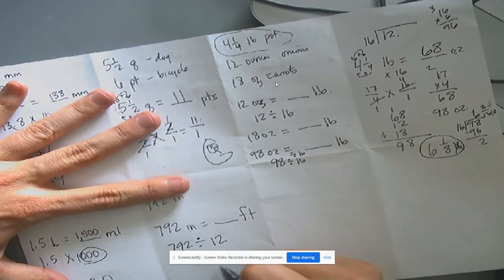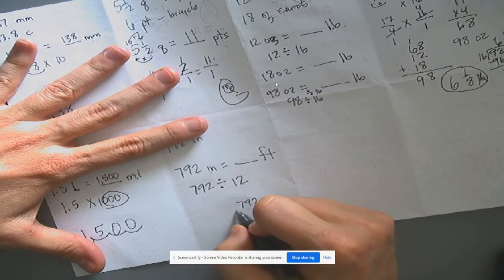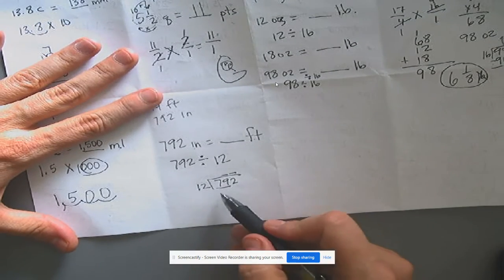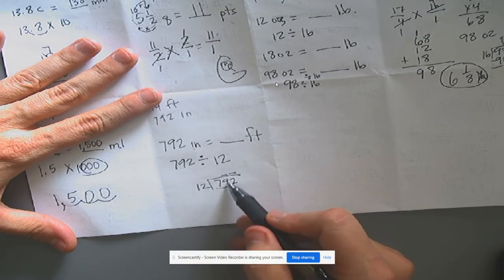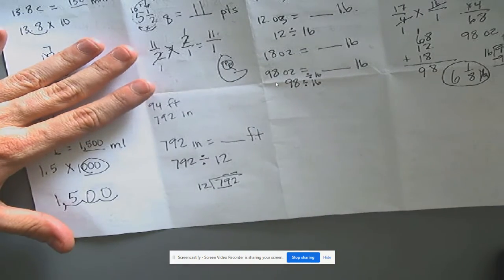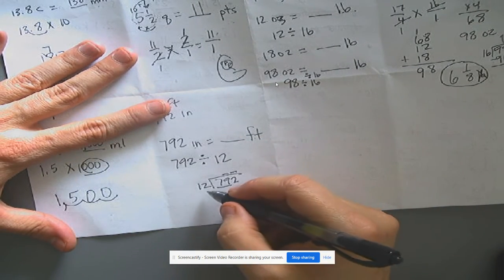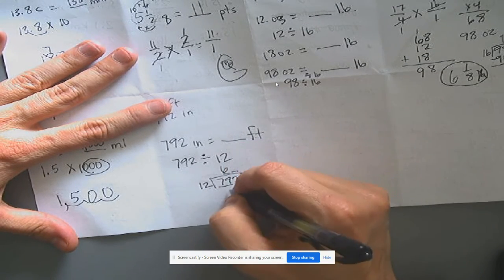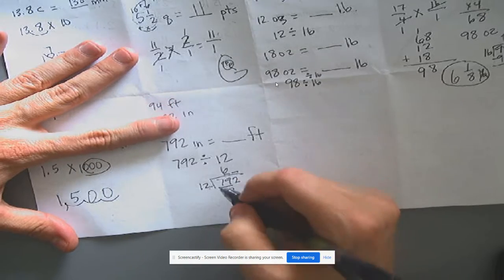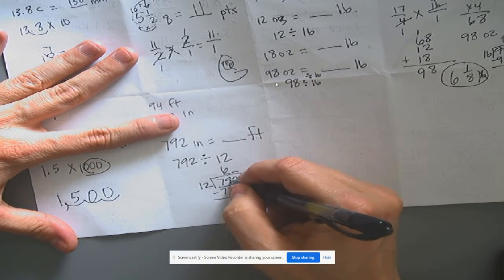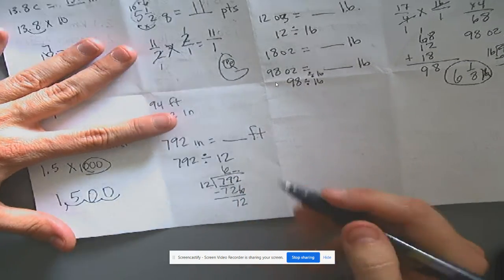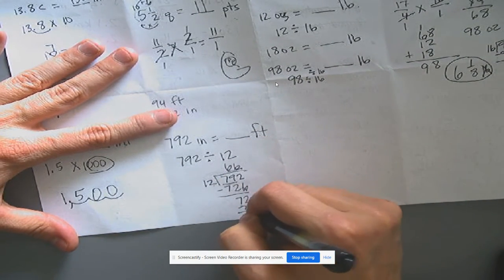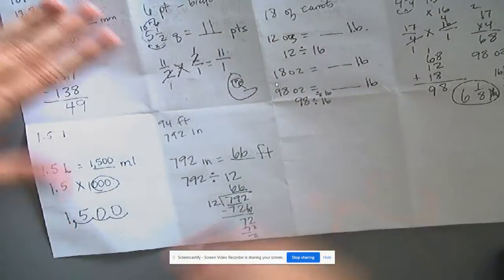Okay, so we're going to do 792 divided by 12. Well, here's our first one. We're going to have 2 digits in our quotient. Let's see. 79. Well, I know 12 times 7 is 84, so that's too big, right? So 12 times 6 is 72. So we subtract that. 9 minus 2 is 7. Bring down the 2. 72 divided by 12, so we know that's a 6. So we know this is 66 feet.